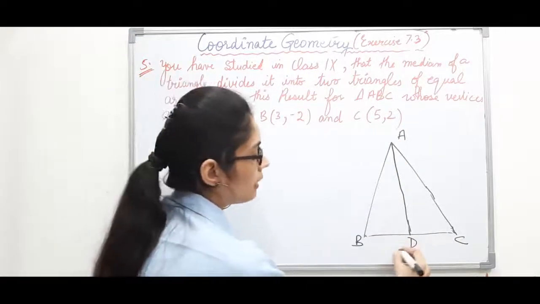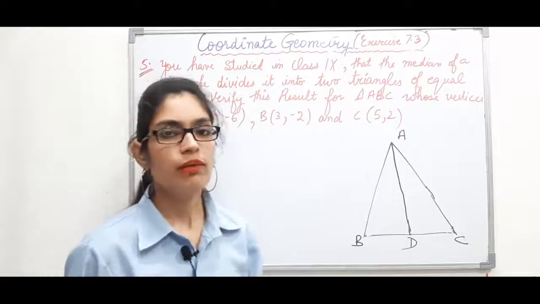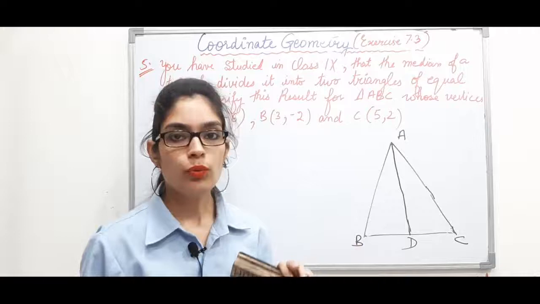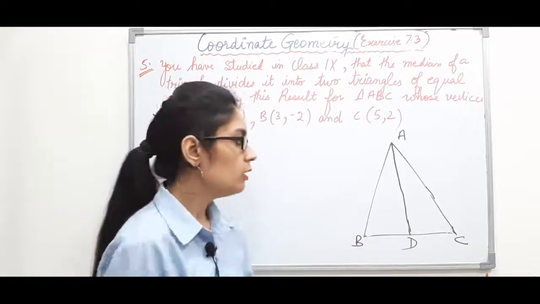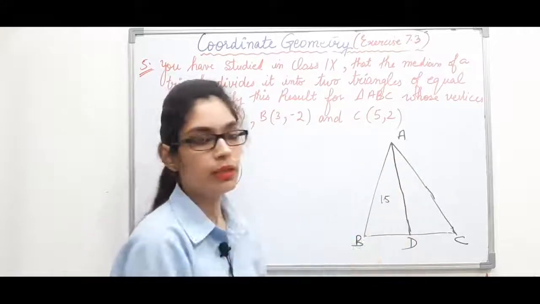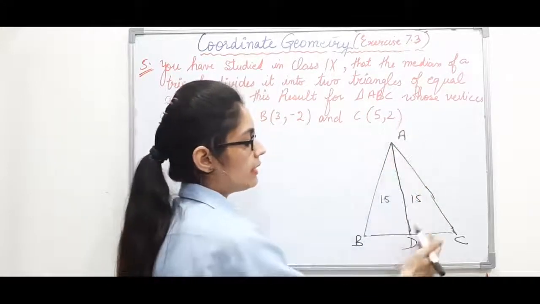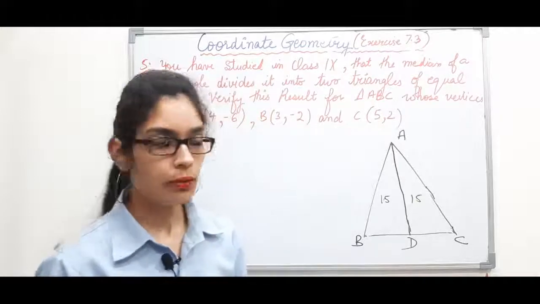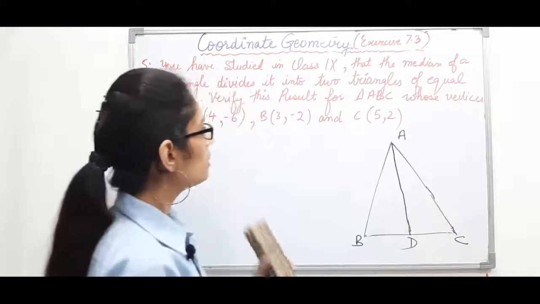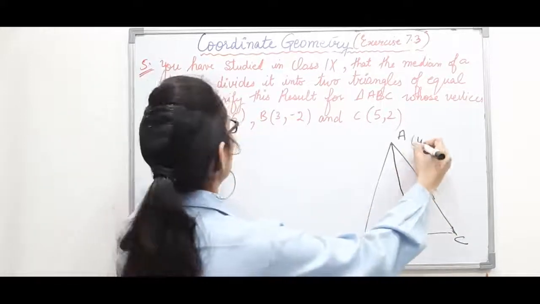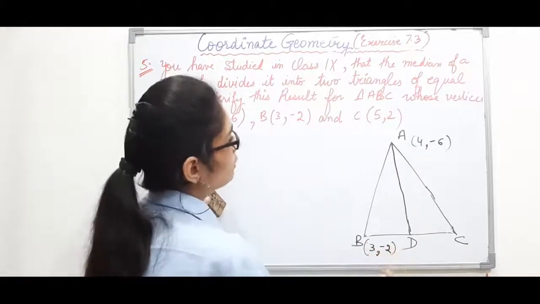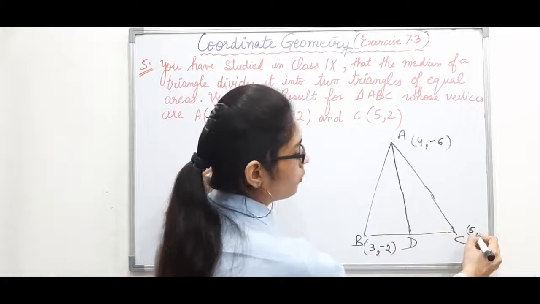So let's name this as point D. You have studied that median divides this triangle into two triangles whose areas will be equal. So if this is a median, if the area of triangle ABD is 15 square units, the area of triangle ADC will also be 15 square units. So this you have to prove. The vertices: A is (4, -6), B is (3, -2), and C is (5, 2).